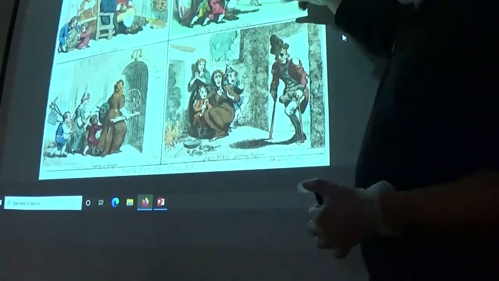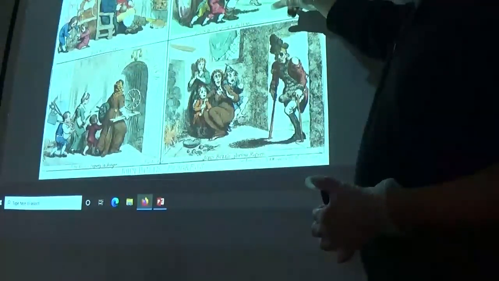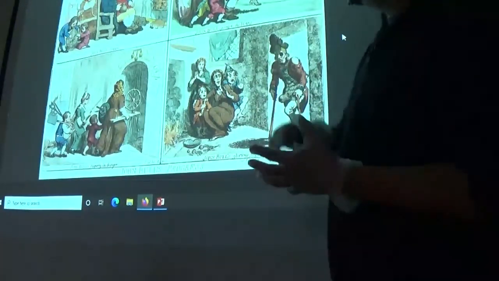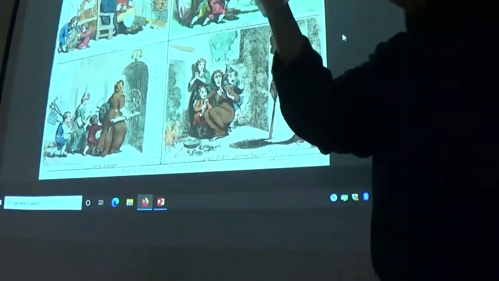Then, John Bull goes off to the wars, right? So he's marching off with the other men while his family is tugging at his coattails, trying to get him to stay behind, right?